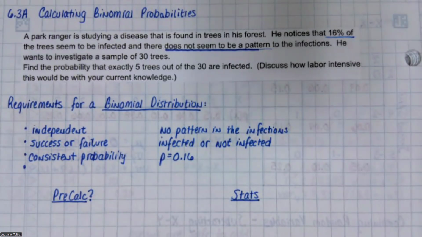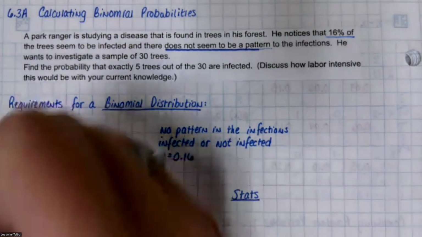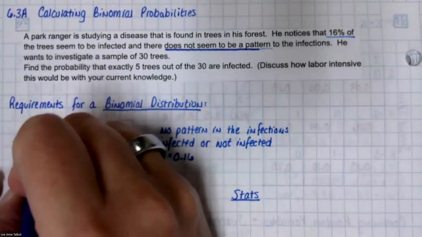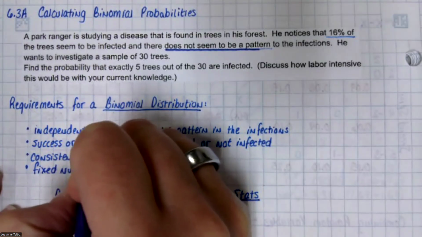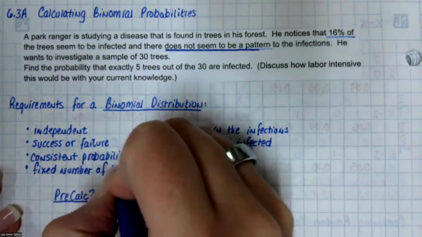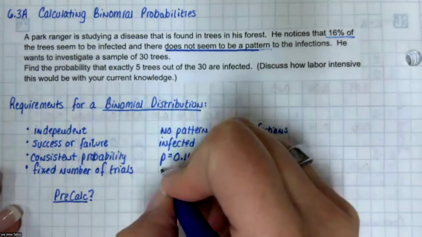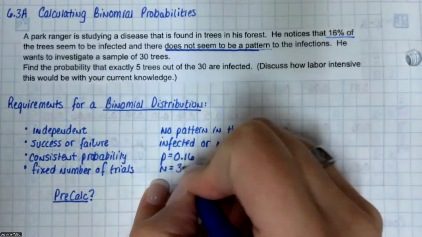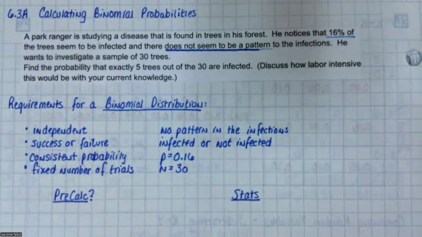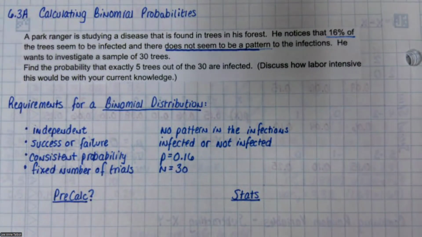And the last one, I'm not sure if you thought about or not. I actually heard someone say something about it. Fixed number of trials. In this case, we're going to call it the number of trials n is 30. So you're going out, you're trying this 30 times. Okay, how many of those did you guys touch on?